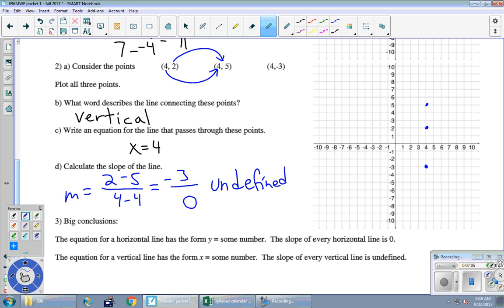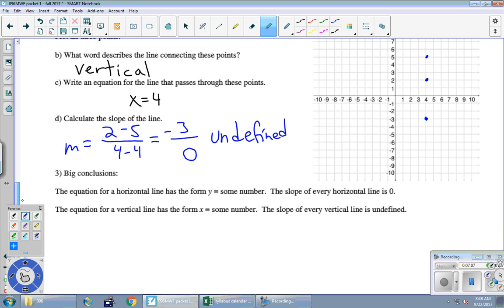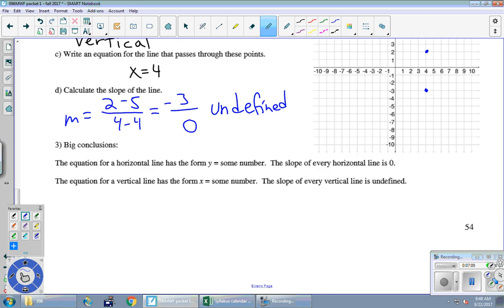Okay, so we got it. And let's summarize. There are exactly 4 things I need you to know about horizontal and vertical lines, and they are written right down here. The equation for a horizontal line, every horizontal line, has the form y equals some number. The slope of every horizontal line is 0. And then on the other side, the equation for a vertical line has the form x equals some number, and the slope of every vertical line is undefined. Right? Only 4 things you need to know.